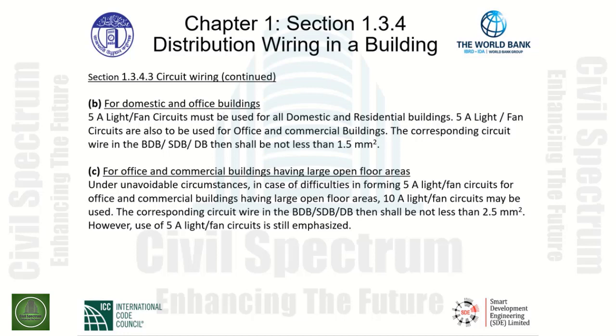Item C gives you the option, if you have difficulties in forming a 5-amp circuit, the allowance to use a 10-amp circuit for light and fan circuits, only in office and commercial buildings having large floor areas.